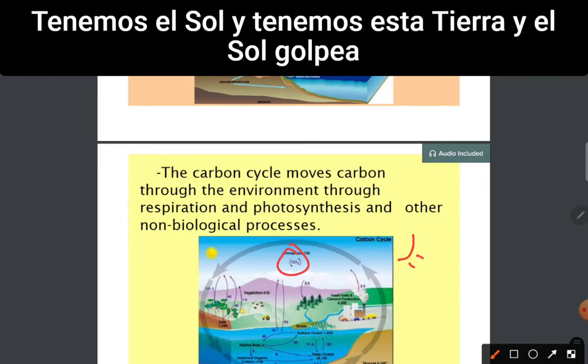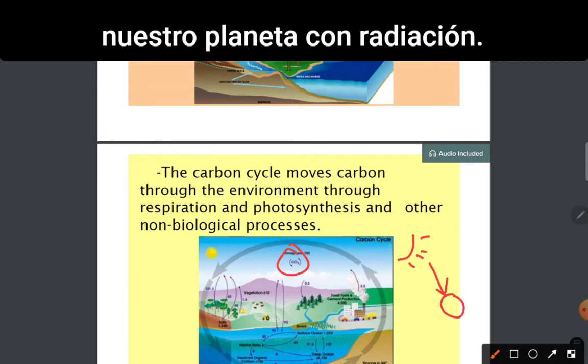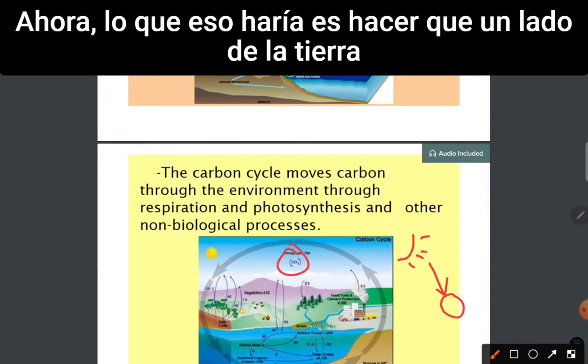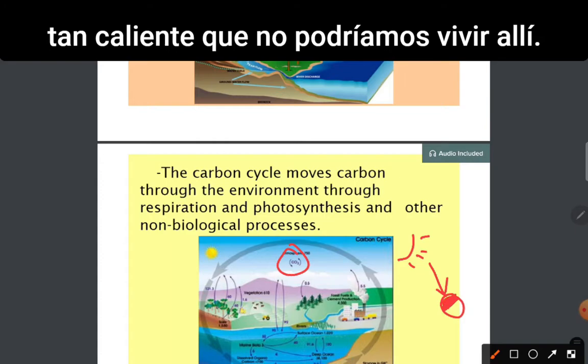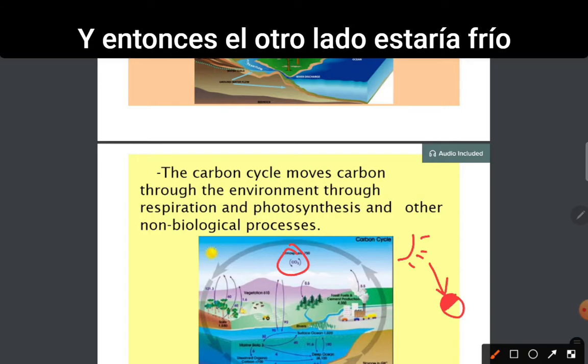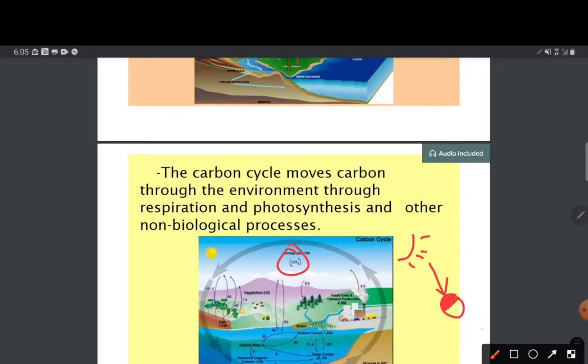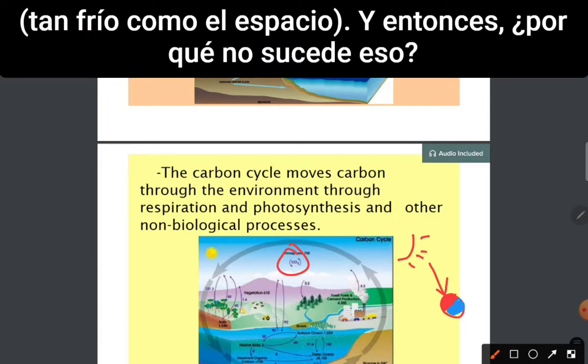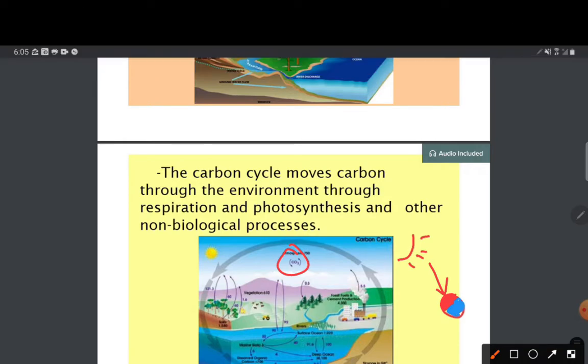We have this sun, and we have this earth, and the sun is hitting our planet with radiation. Now, what that would do is it would make one side of the earth so hot that we couldn't live there, and then the other side would be cold as space. And so why doesn't that happen?